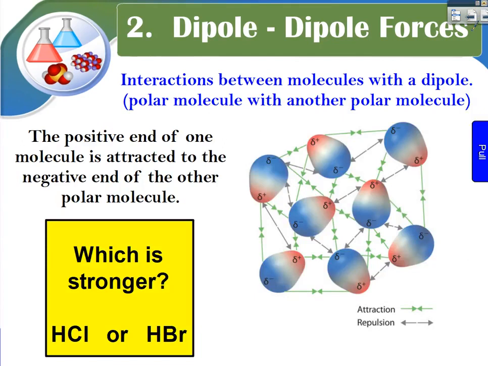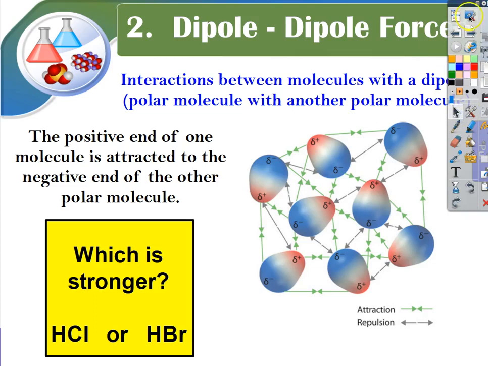Next we move to dipole-dipole forces. It is the interaction between molecules with a dipole, a polar molecule with another polar molecule. So when I have something that's polar, that means I have a positive and negative end. Well, since I have a positive and negative end, this negative end is attracted to this positive end, which is attracted to this negative end over here, which is attracted to this positive, and so on and so on. So the positive is attracted to the negative of another polar molecule.